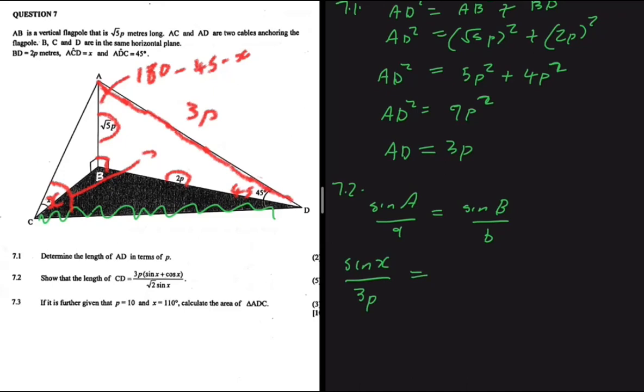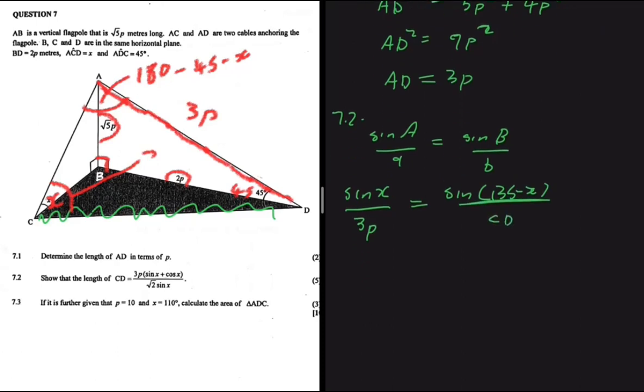Being equal to, let's not forget our aim. We want to prove the length of CD, right? So we're gonna use this angle here, which is 180 minus 45, that is 135. So the size of that angle is actually 135 minus x, right? So we're gonna have sine of 135 minus x divided by CD, the length we're interested in.